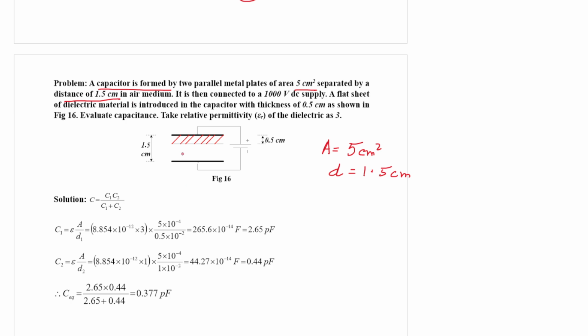In air medium, so this medium is air. It is then connected to a 1000 volt DC supply. So this supply is actually 1000 volt. Now a flat sheet of dielectric material is introduced in the capacitor with thickness of 0.5 centimeter. So this represents that flat sheet, which is 0.5 centimeter. Evaluate the capacitance. What is given? The relative permittivity of the dielectric is 3.